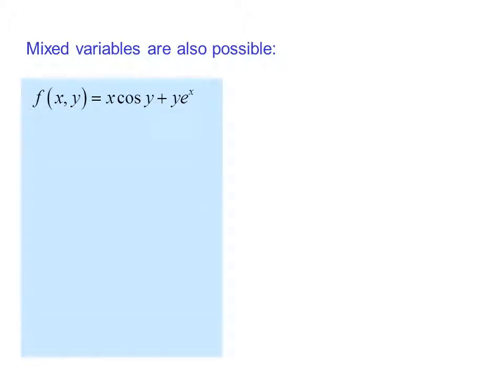Mixed variables are also possible. We start with f of x and y equals x cosine y plus y e to the x. The partial of f with respect to x is cosine y plus y e to the x. Remember, cosine y is a constant.